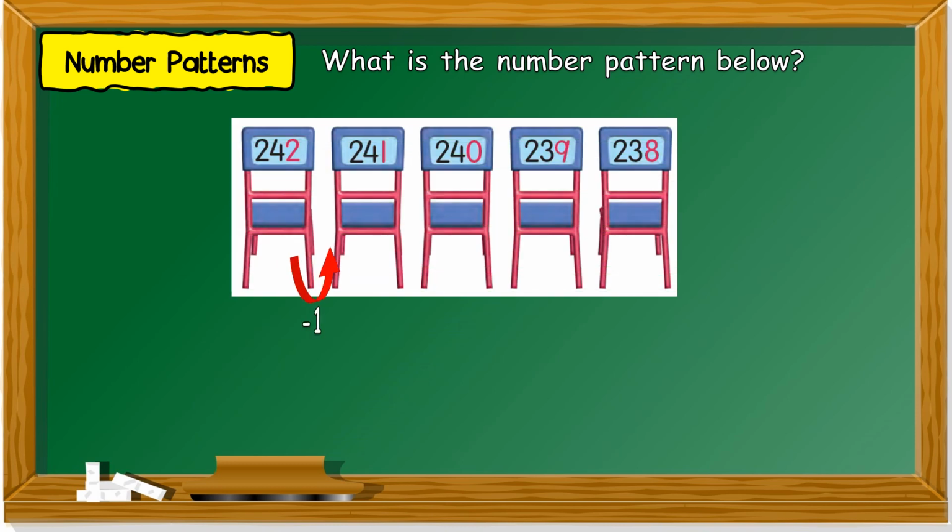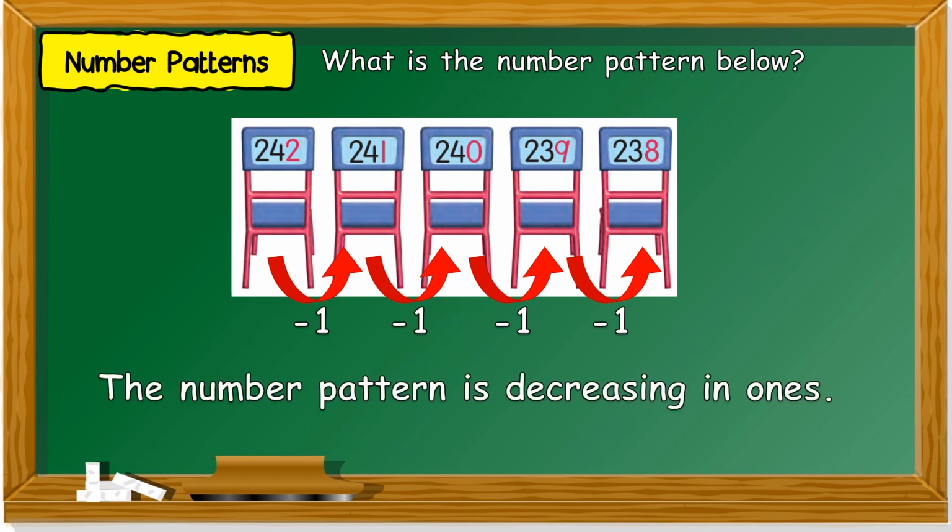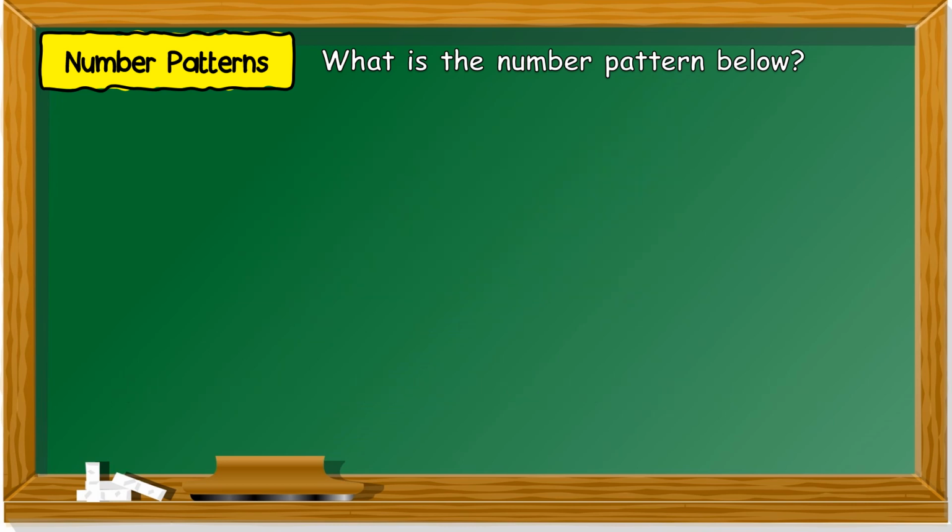242 to 241. Ooh, minus 1. 241 to 240. Also, minus 1. Next one, the same, up until 238. We can say that the number pattern is decreasing in ones. Decreasing bermaksud semakin berkurang dalam satu. Sebab dia makin kurang satu. Next example.